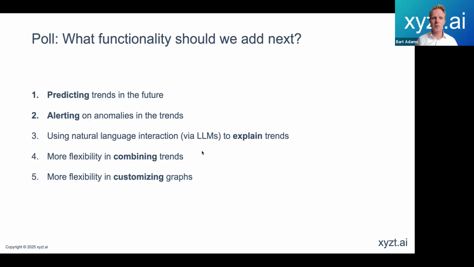Second is alerting. We don't have alerting in the platform yet, but you could imagine that if a certain trend increases or changes a threshold value, that an alert is being raised. Other option is to leverage more on the LLMs, the natural language interaction. For instance, we could use LLMs to ask them to explain trends and changes in trends. And then maybe the last two are for the current users. Maybe you want some more flexibility in combining different trend analytics or in customizing the graphs.